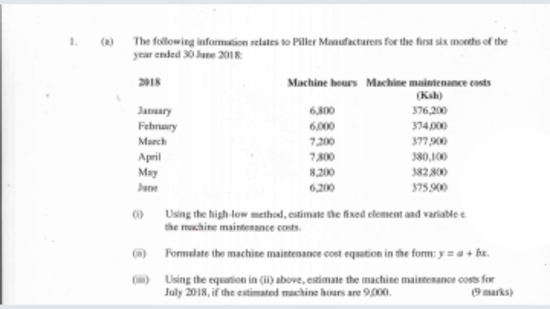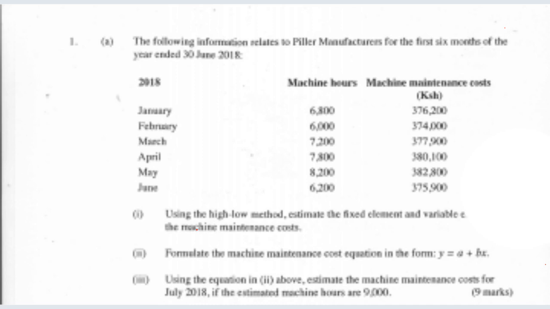Therefore, our variable cost per unit here is 4 shillings per machine hour. Then our fixed cost is 350,000. That is right. Question 2: formulate the machine maintenance cost equation in the form of y is a plus bx.